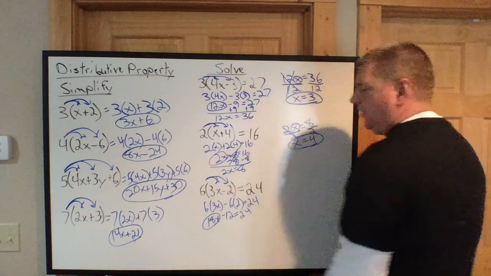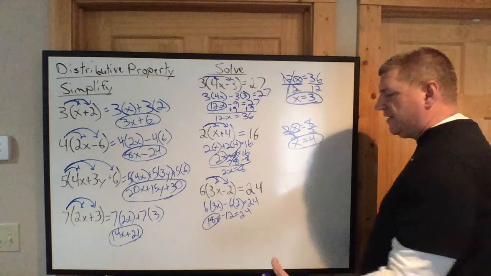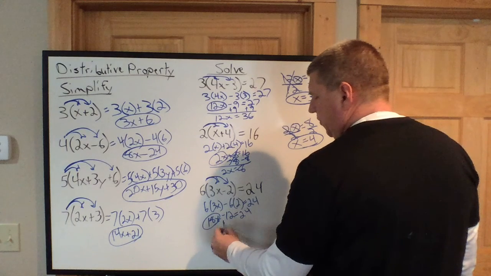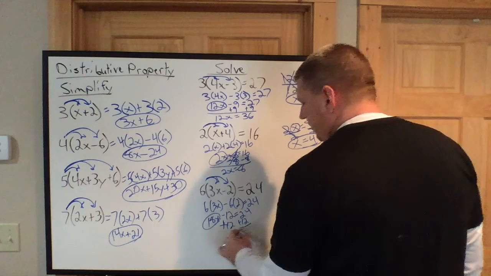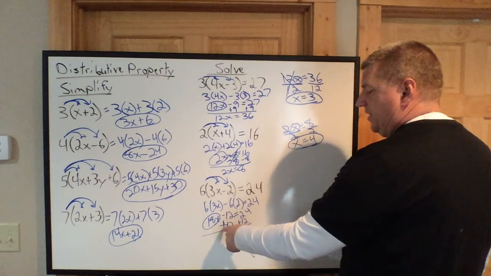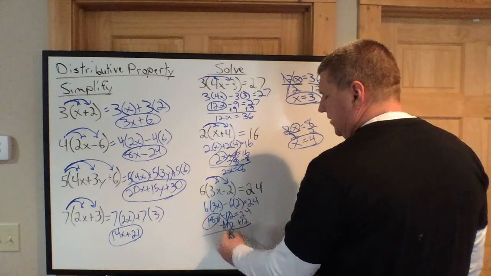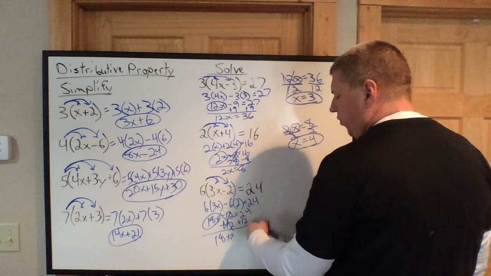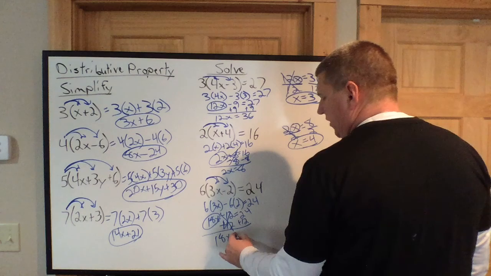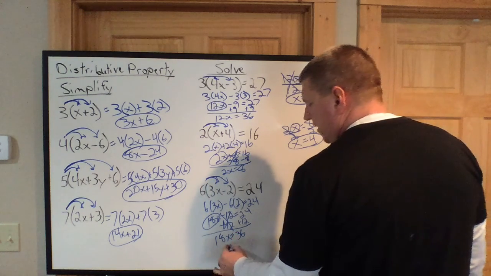That's the term with the variable in it. Got to get rid of everything on that side that's not in the circle. So plus 12, plus 12. Opposite of the subtraction, that's the reason we're adding. Those will cancel. 18x equals 24 plus 12, which will give me 36.